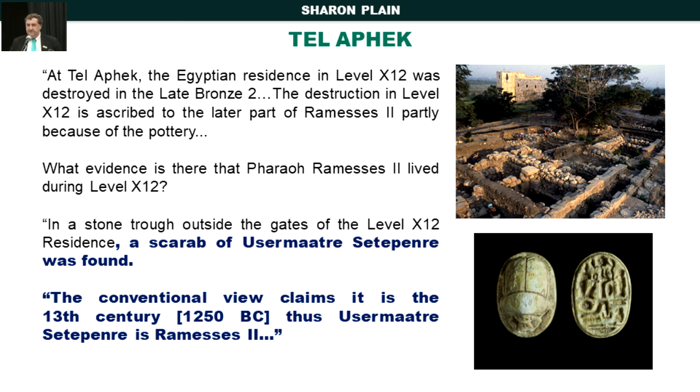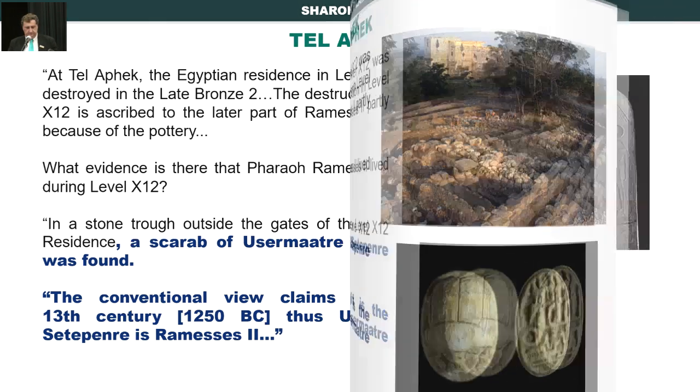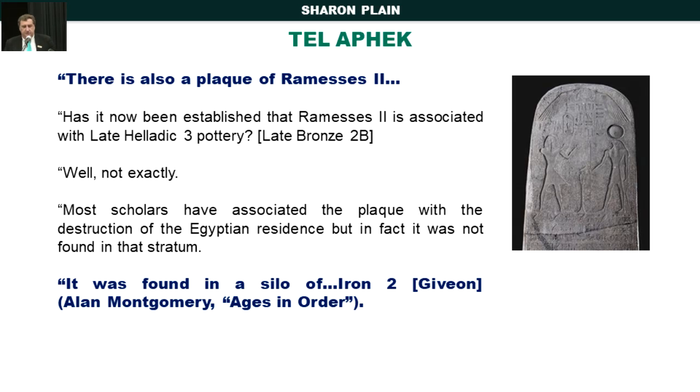Now, what evidence is there that Ramses II lived during level X12? In a stone trough outside the gates of level X12 residence, a scarab of Usamatre Setepenre was found. Now, the conventional view claims that it is the 13th dynasty or 1250 BC. Thus, Usamatre Setepenre is Ramses II. There is also a plaque of Ramses II.